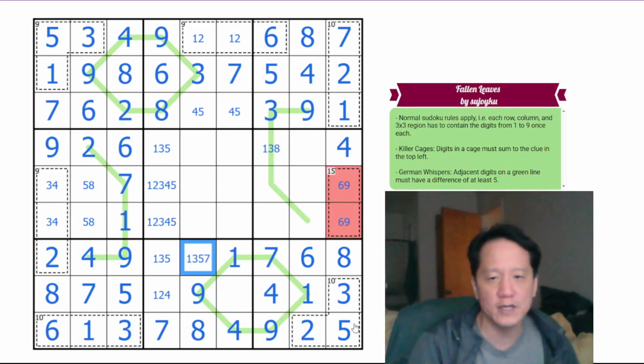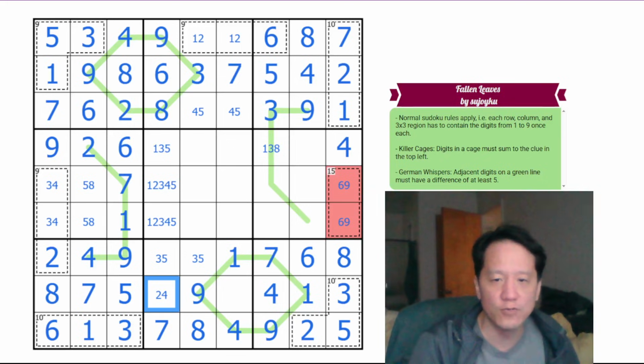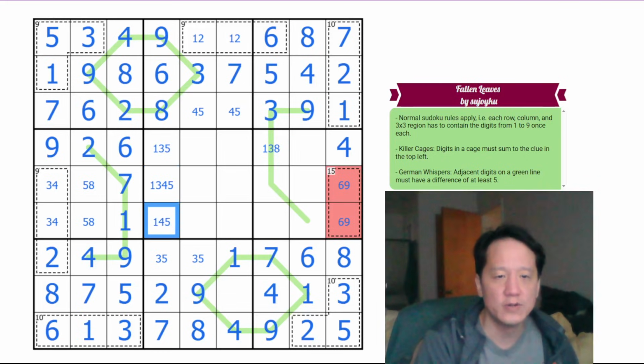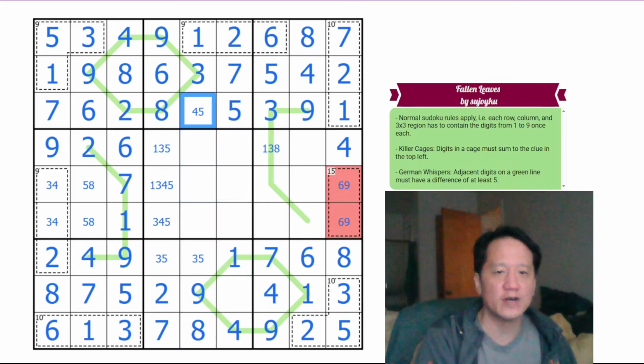So this can't be 1 or 7. This can't be 1. This can't be 1. It can't be 4, so it's 2. That eliminates 2 in the rest of the column. This can't be 1 because of 1 in the row. 1 eliminates 1 in the rest of the column, so this is 2, which makes this 1. 4 eliminates 4 in the rest of the column, so it's 5 and 4.